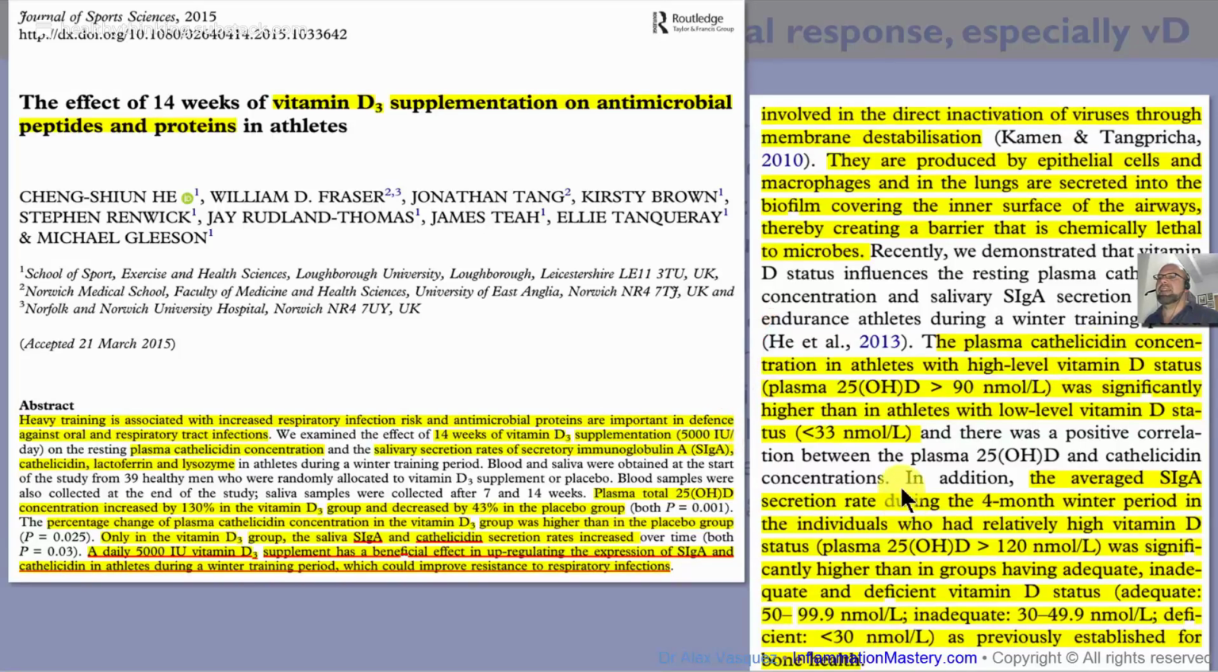The authors also state that in addition, the average secretory IgA secretion rate in individuals with high levels of vitamin D was significantly higher than in groups having adequate, inadequate, or deficient vitamin D. So again, in both situations, with antimicrobial peptides and with secretory IgA, we see a dose-response relationship. The higher the vitamin D level, the higher the level of protection from these antimicrobial peptides.